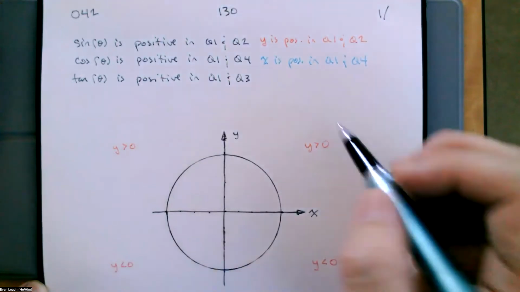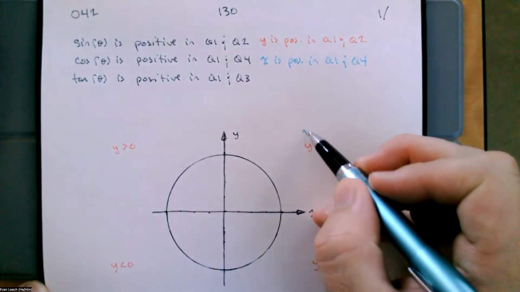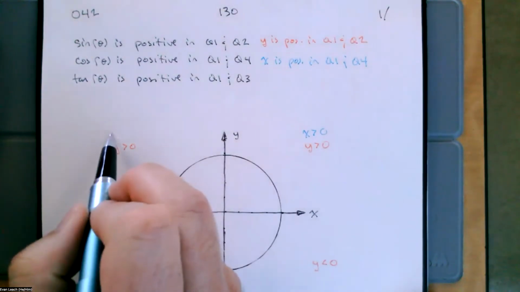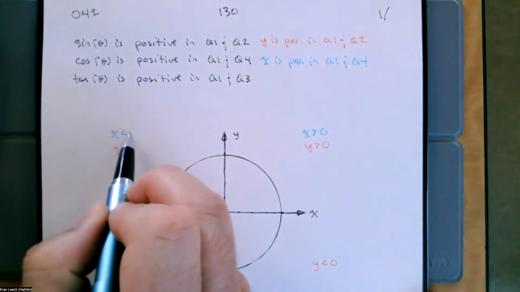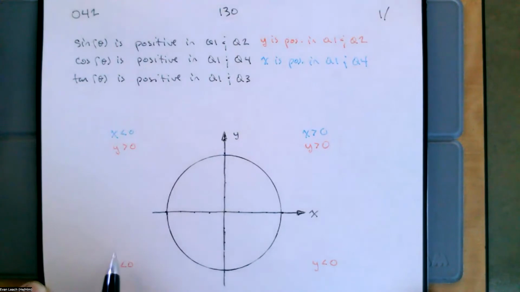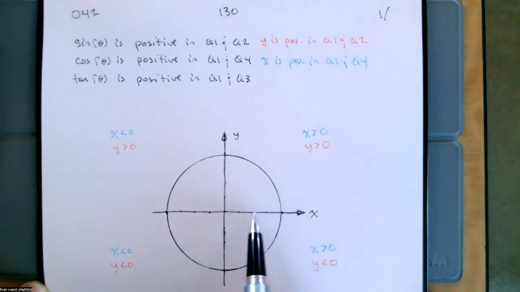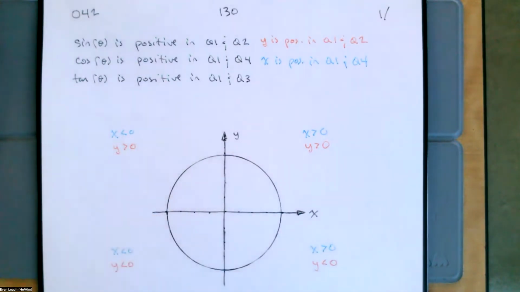So here in quadrant 1, x is positive. Here in quadrant 2, x is negative. Here in quadrant 3, x is negative. And in quadrant 4, x is back to being positive. Because here's 0, and x counts up this way, 1, 2, 3, 4, and so on.